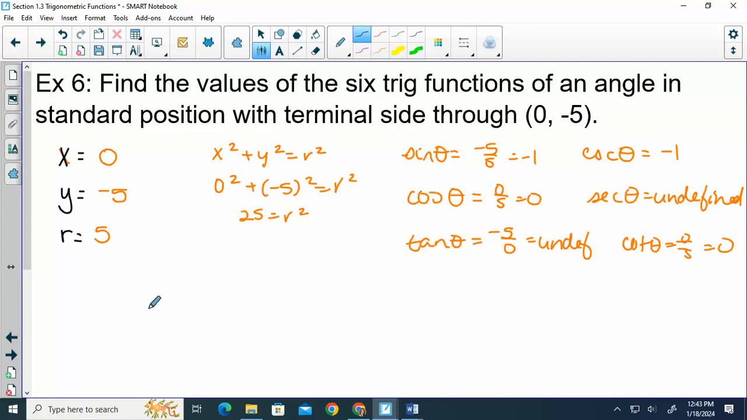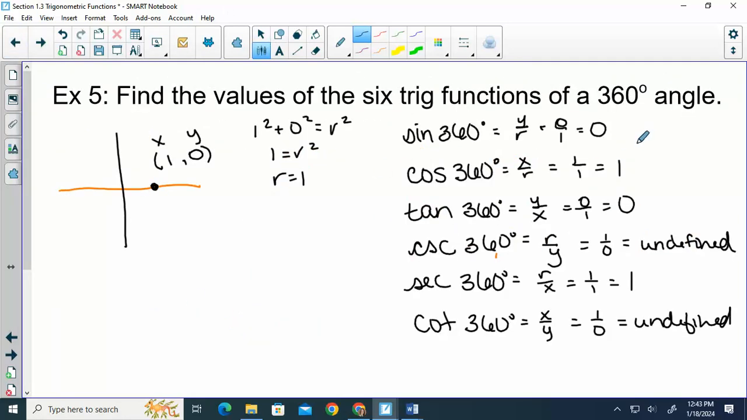If you drew a picture, where is the point 0, negative 5? On the axis, not in a quadrant. It's right here. So when it lies on an axis, that's when we're getting the zeros and undefineds. Same thing we saw here. 360 was on an axis, and we got those.